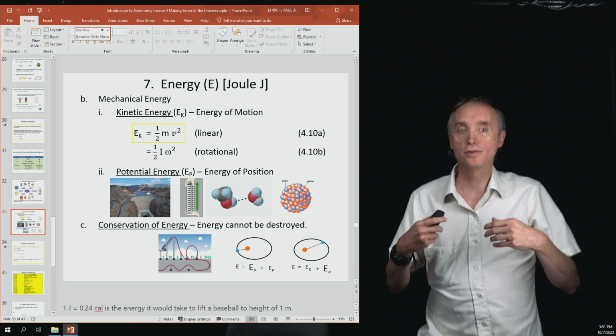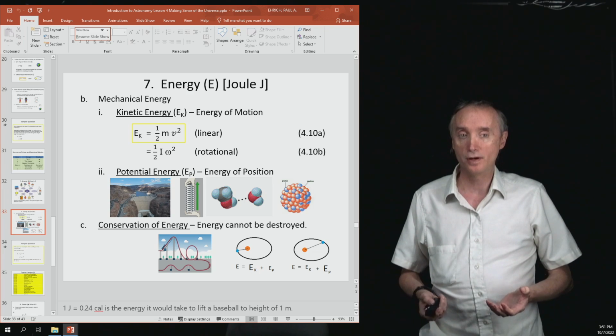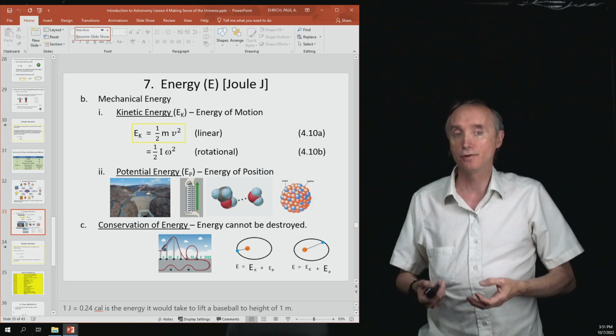So let's go back to the Queen Mary. The Queen Mary, the big ship, if it's docked, how much kinetic energy does it have?